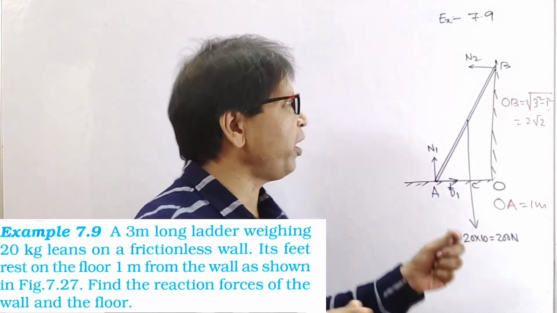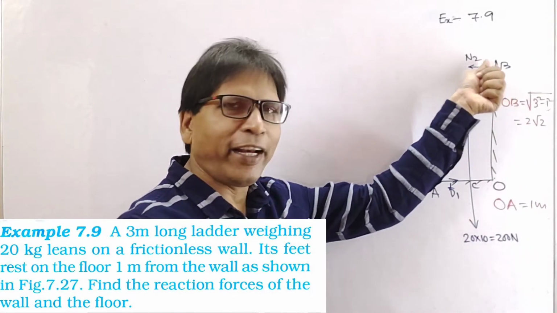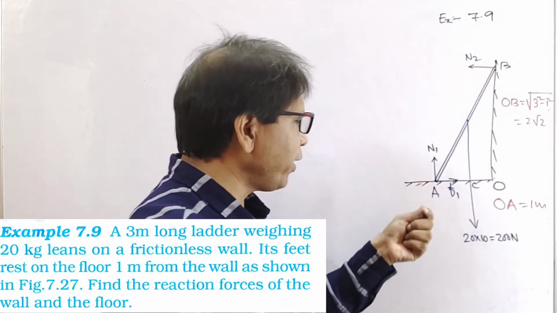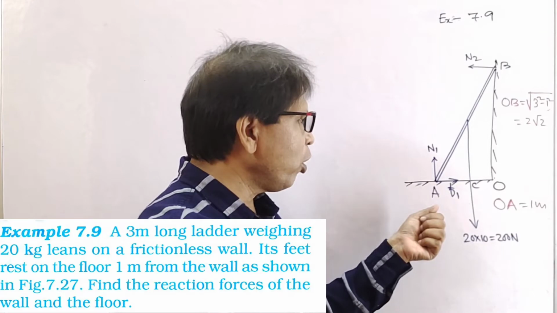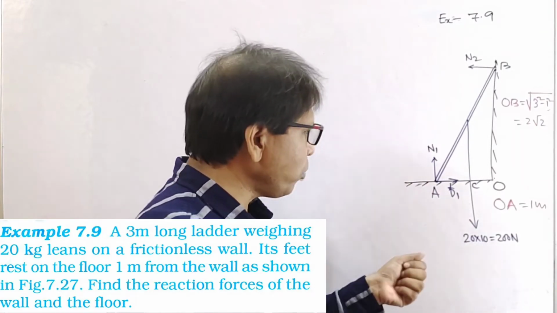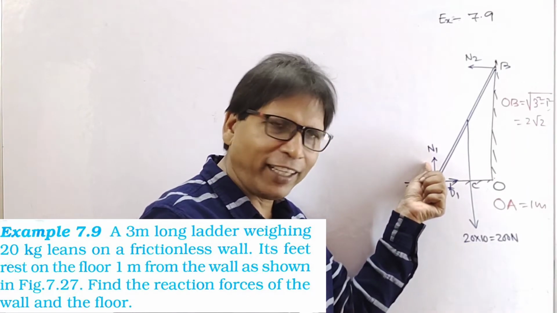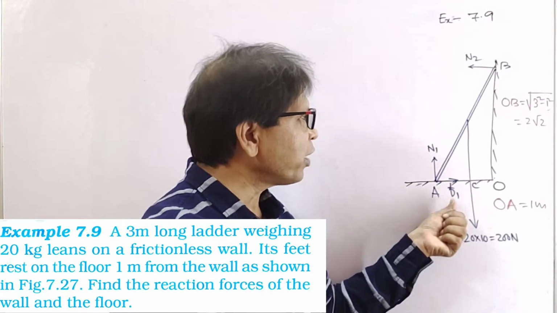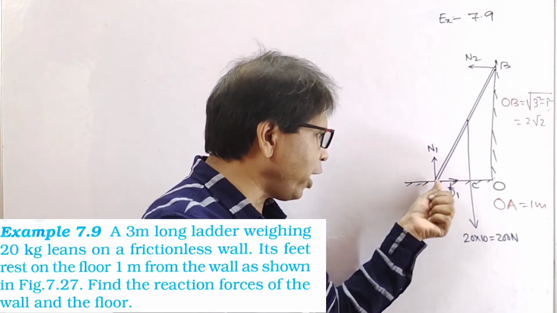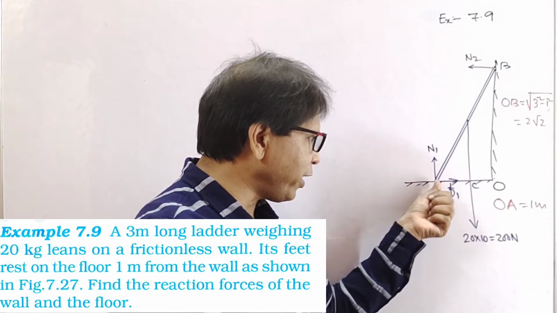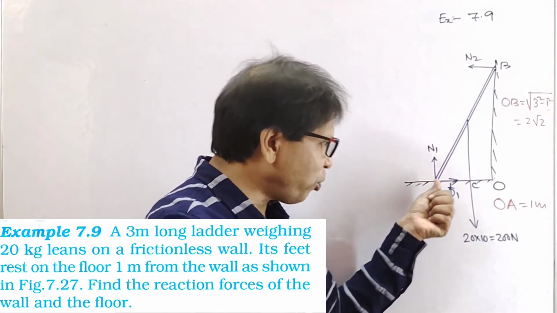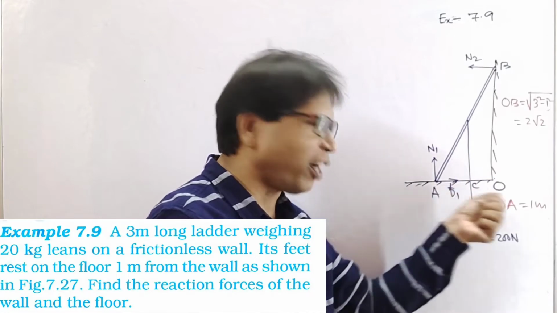We have to calculate the reaction force N2 of the wall and the reaction force of the ground. Now the reaction force of the ground is the resultant force of normal reaction and force of friction. As the tendency of motion at the lower end of the ladder is away from the wall, the force of friction is towards the wall.